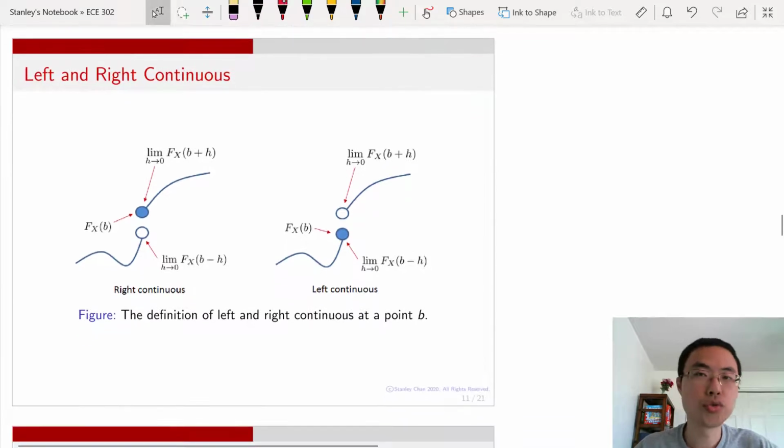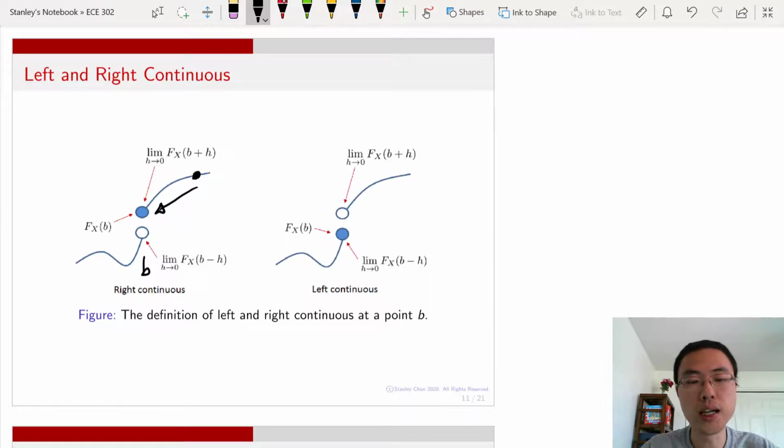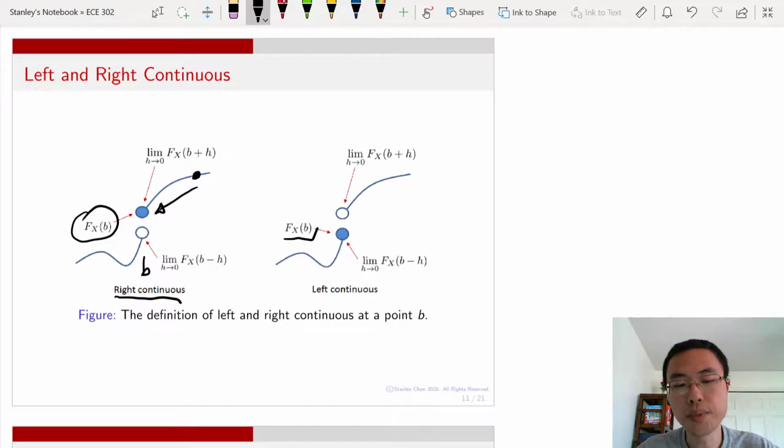This is a picture illustrating what we have just discussed. Here is the point b. And then anything that is on the right-hand side is called the right-hand side. And now if you set the h going to 0, then you have the right-hand limit. This point is the limit where h goes to 0. You evaluate b plus h. And here, this point is your limit of b minus h. If your f(x) at b equals the right-hand limit, this is called right continuous. If this f(x) at b equals the left-hand limit, it's called left continuous.